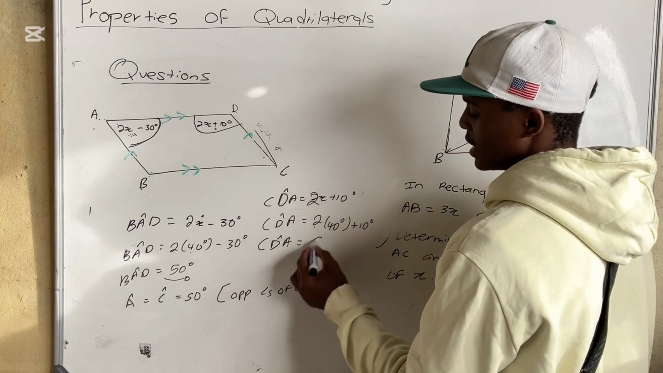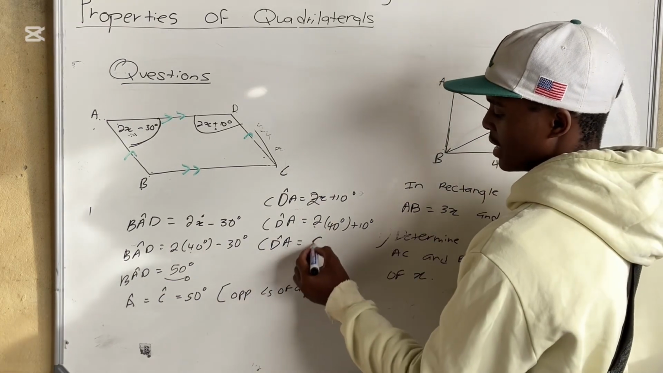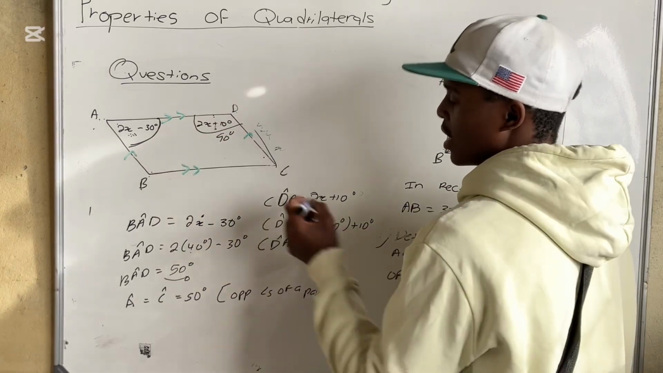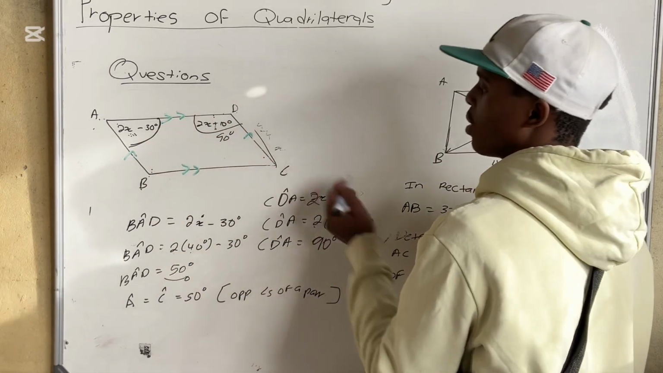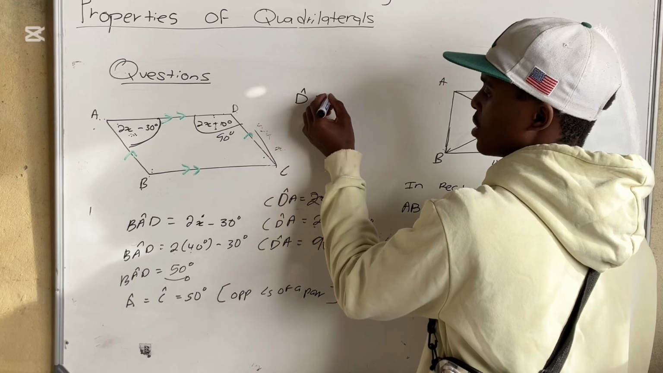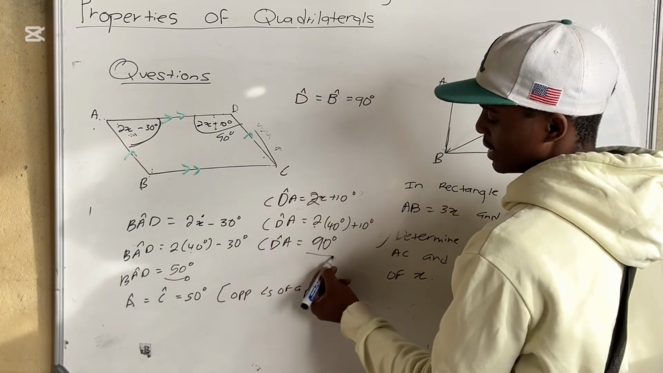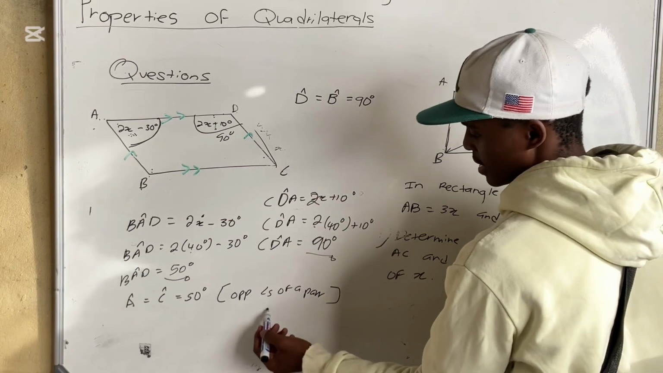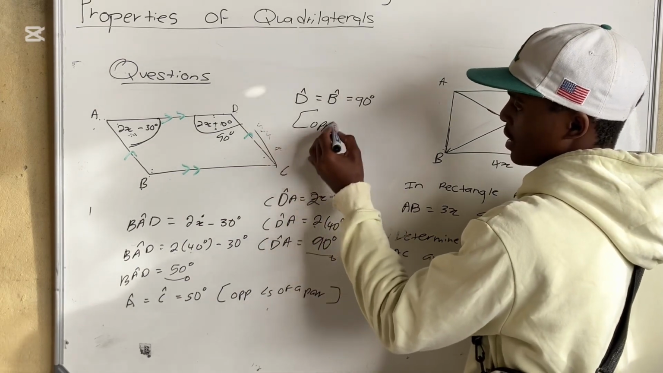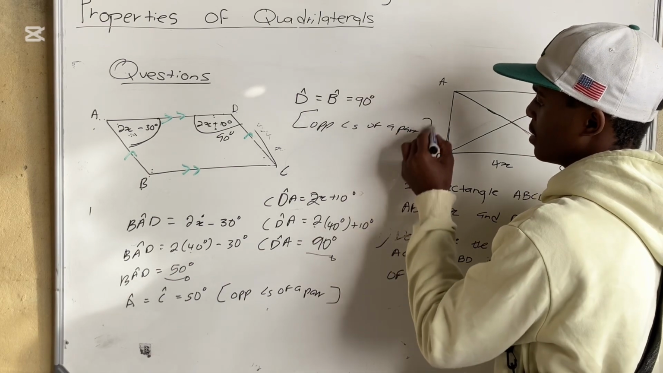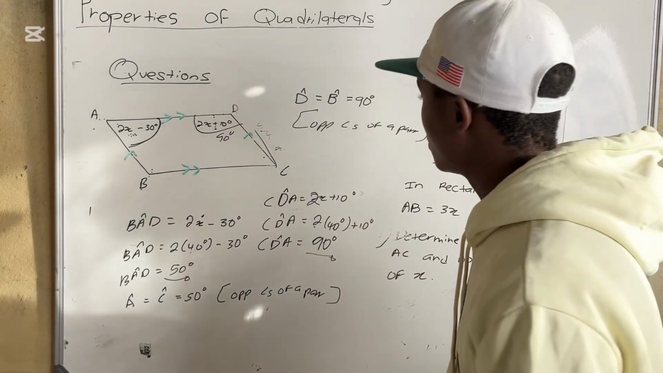2 times 40 is 80. 80 plus 10 is 90 degrees. So meaning here it's 90 degrees. So this angle and this angle are equal. So meaning angle D is equal to angle B. Reason: they are equal to 90 degrees. The reason is the same as this one: opposite angles of a parallelogram. And then you are done. You get your 3 marks.